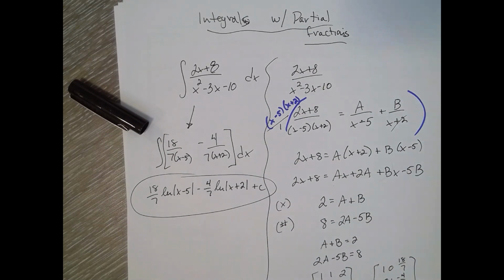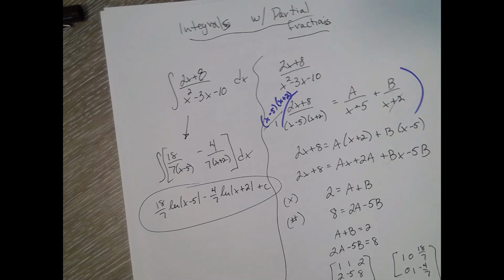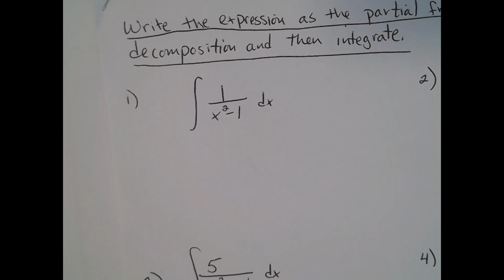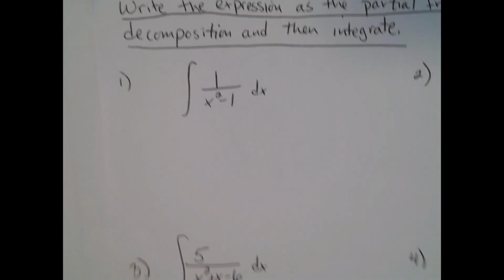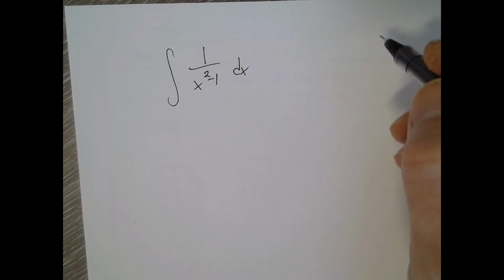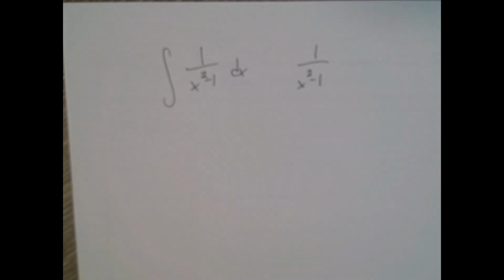Let's try one. We could try number 1 from your worksheet. That way you don't have to do the second one. Okay, so the integral of 1/(x squared minus 1). If we were trying to figure out the antiderivative of this, we don't know it. The bottom is factorable, so that's a good sign that we might have to do partial fractions. So we're going to rewrite 1/(x squared minus 1) using partial fractions. So I'll give you a couple of minutes to try this problem.